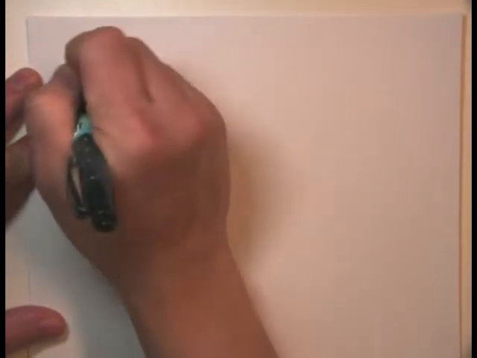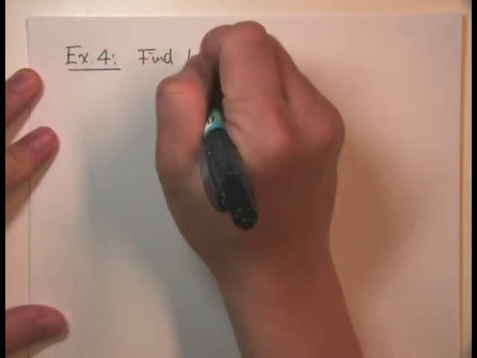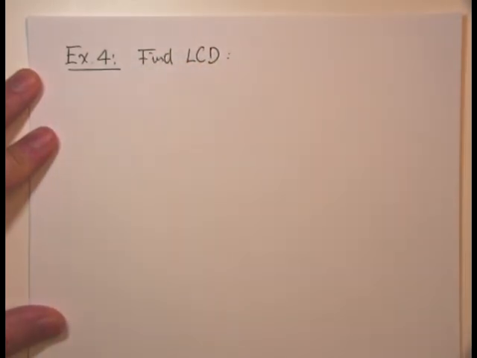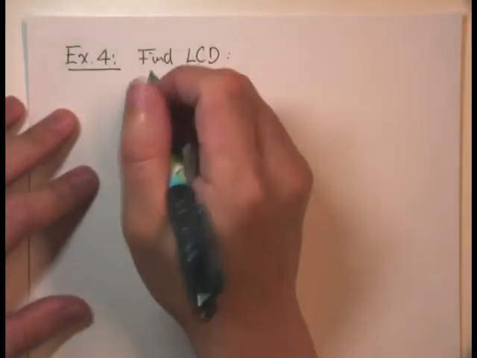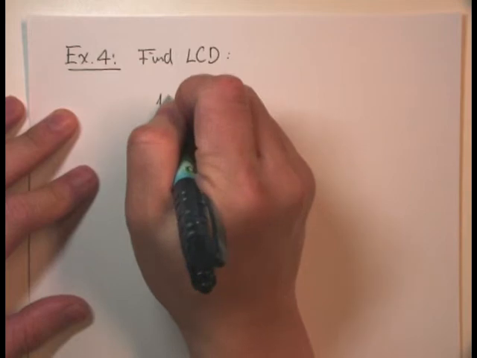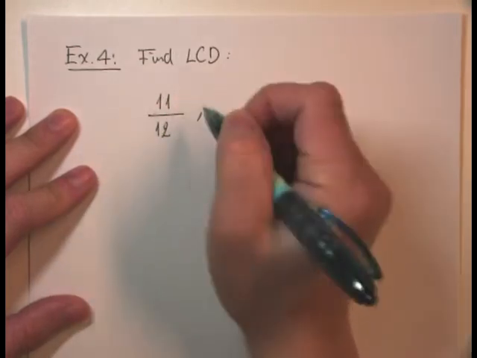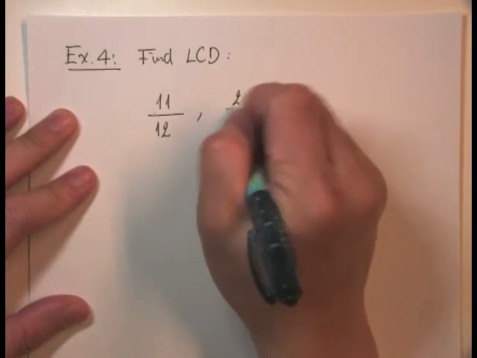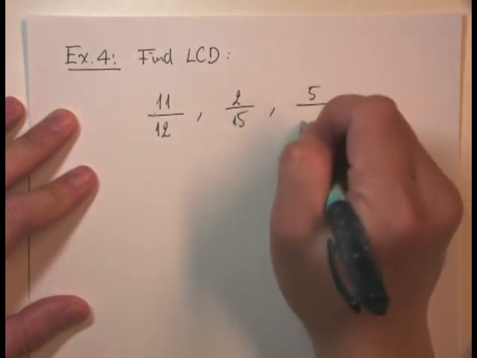Example number 4, we're trying to find the LCD again, but this time let's turn our focus to those problems where there are more than 2 fractions. So let's try something with more than 2 fractions. How about 3 fractions then? My first fraction will be 11 over 12. My second one is 2 over 15, and my last fraction is 5 over 18.